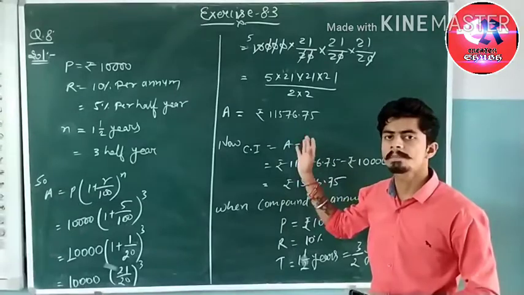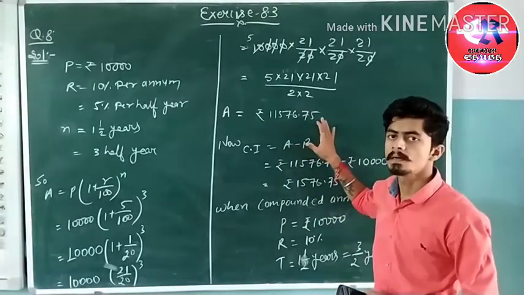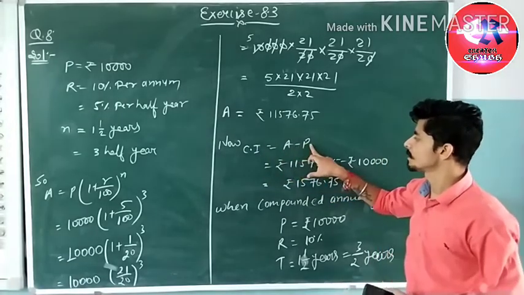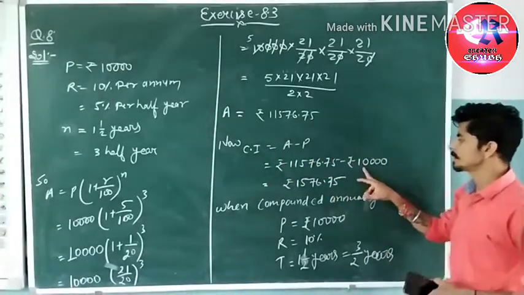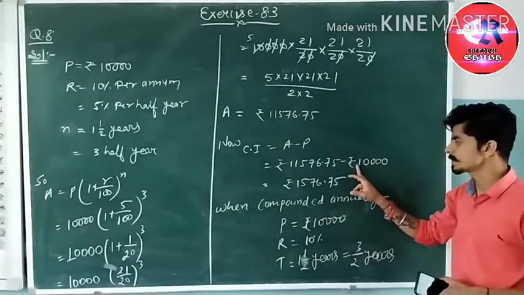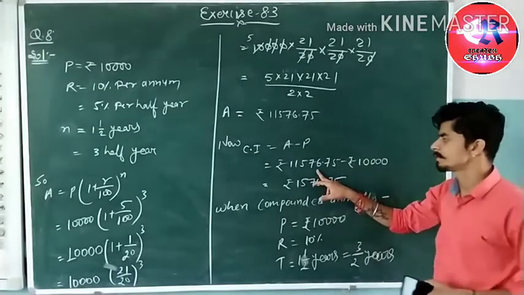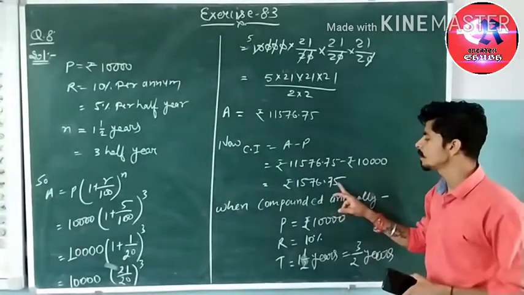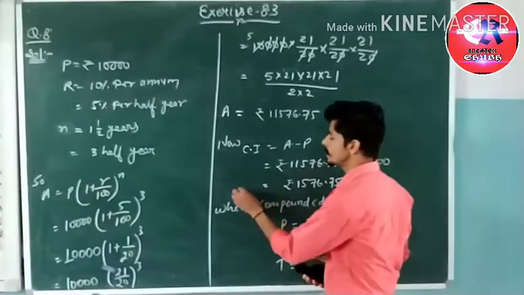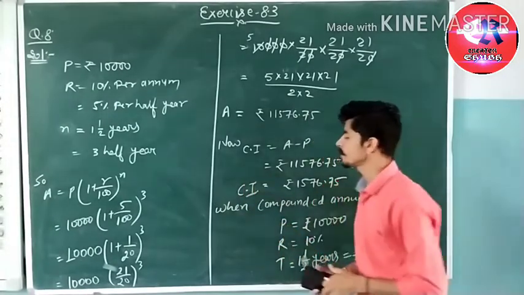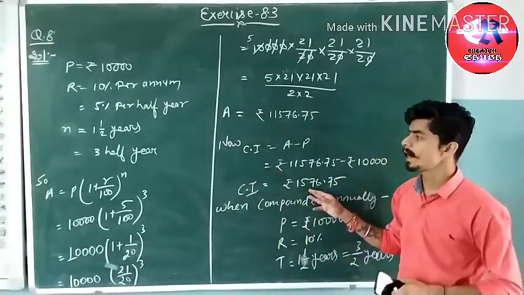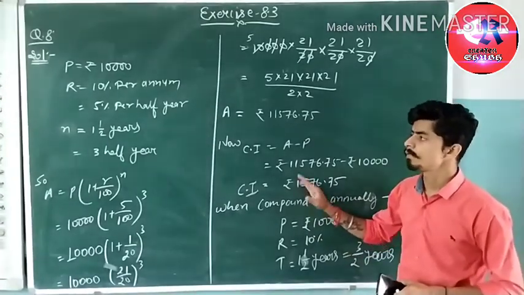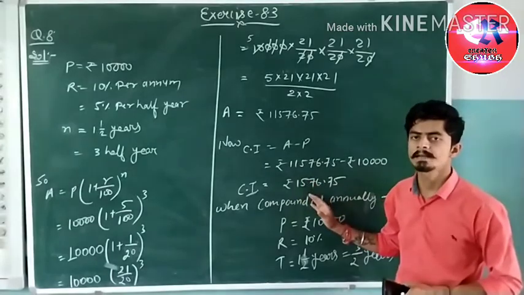From the amount we have to separate the interest. Compound interest is equal to amount minus principal. This is the amount, and 10,000 was the principal. We subtract 10,000 from 11,576.75 and we get 1,576.75. So this is the compound interest we get after 3 half years when compounded half yearly. Now for the same data we have to find the interest and amount when it is compounded annually.